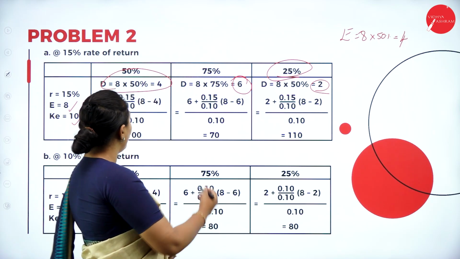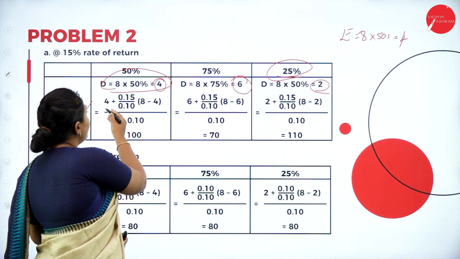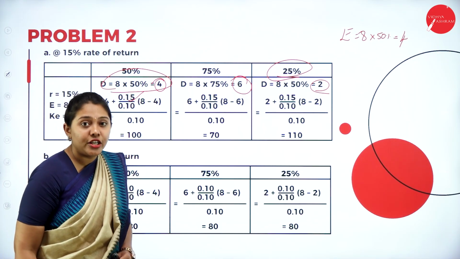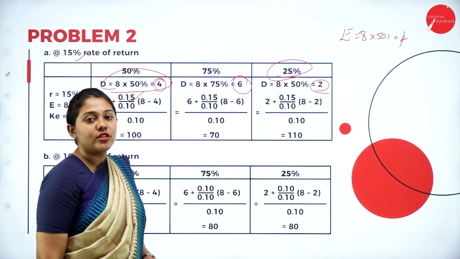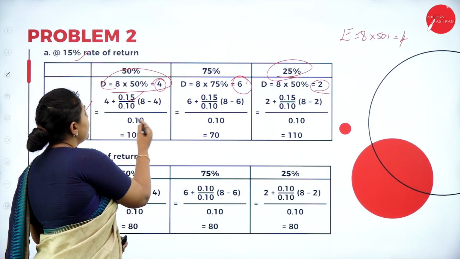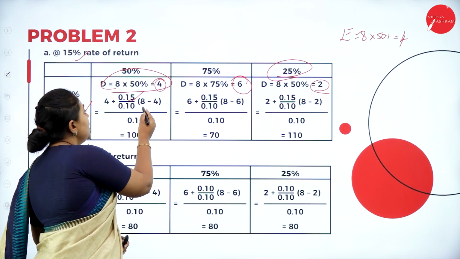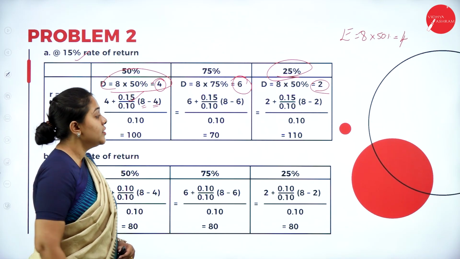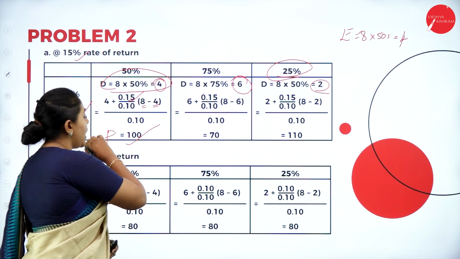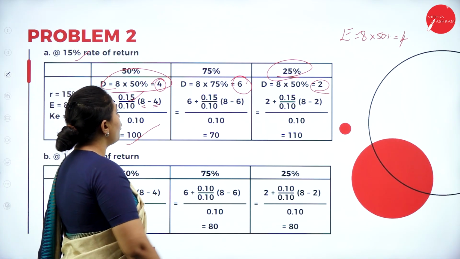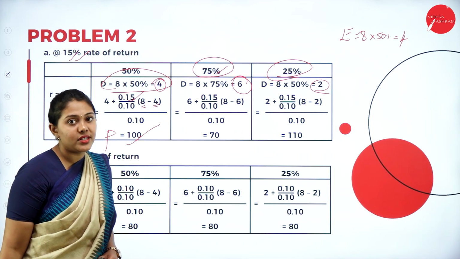By applying Walter's formula. Your dividend per share value is known to you: 4 plus the rate of return 15% divided by the equity capitalization rate or cost of equity, whole divided by 0.10, that is your equity capitalization rate, times earnings minus dividend. If you substitute the values, you get 100 rupees. So what is this? Market price per share.